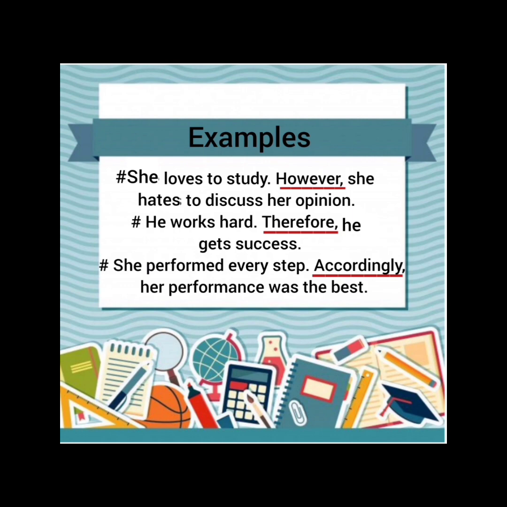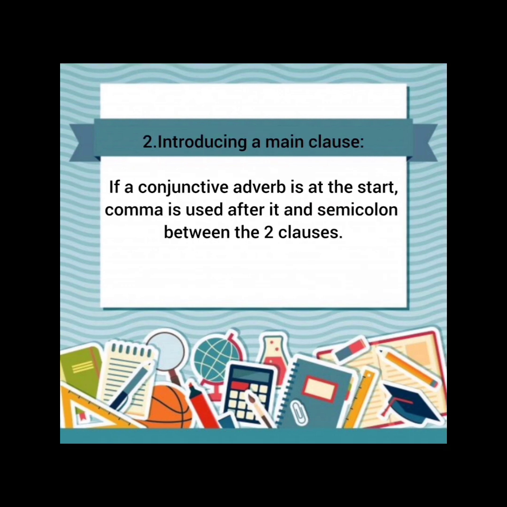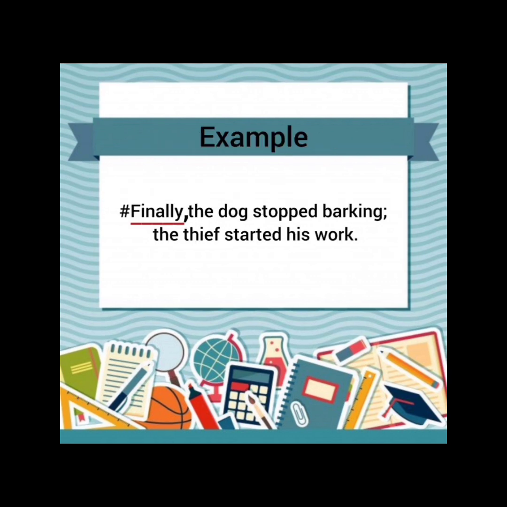Now it's time for use of conjunctive adverbs while introducing a main clause. If a conjunctive adverb is at the start, a comma is used after it and a semicolon between the two clauses. For example, finally, the dog stopped barking; the thief started his work. Again, there are two clauses, and in the very first clause, I have used a conjunctive adverb and it is used as a source of connection between the two clauses.